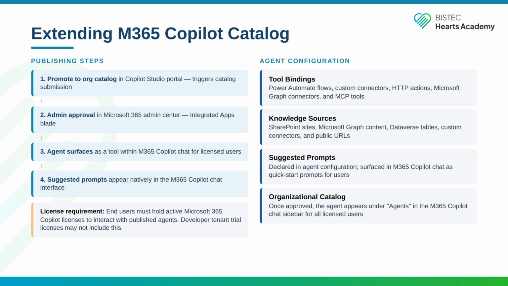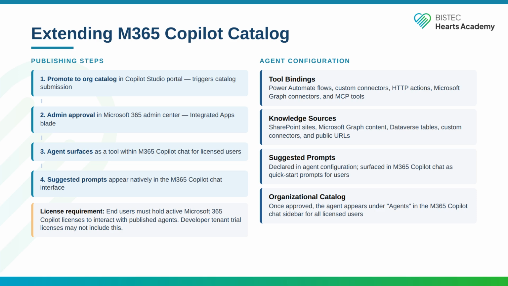Users see it listed under Agents in the chat sidebar. Fourth, suggested prompts you declared in the agent configuration appear natively in the M365 Copilot Chat interface as quick start options for users. Agent configuration for catalog deployment has 4 components.